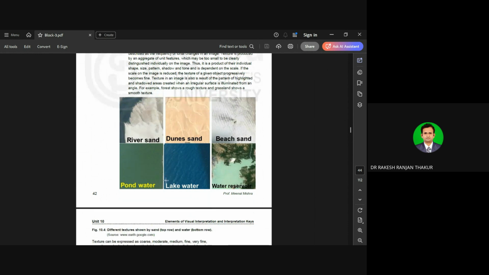Here we can see the texture of pond water, lake water, or reservoir water. How beautiful is that? If you have the idea and the experience, then only you can differentiate these things. Otherwise, you cannot say whether it is river sand, sand dunes, or beach sand, right?